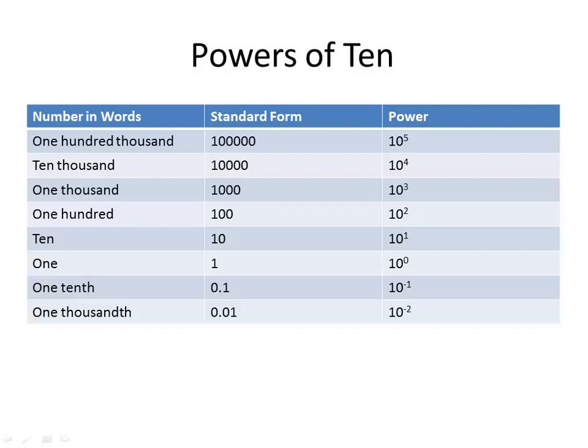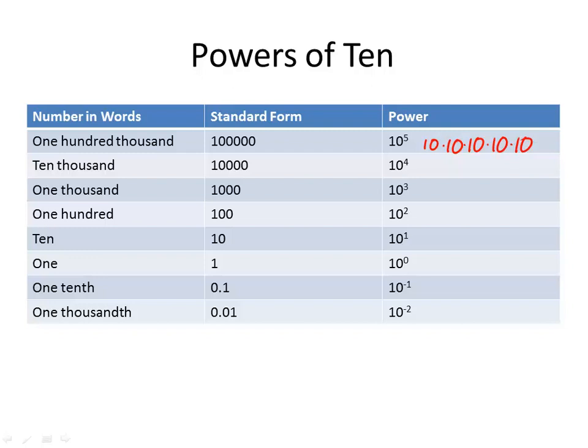So I have a couple of examples right here. So I have some numbers written in words here and in standard form. And so here I have 100,000, which can also be written as 10 to the power of 5. And what that means is that it's 10 times 10 5 times. So 1, 2, 3, 4, 5. Okay?